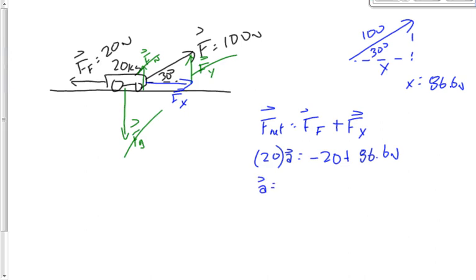66.6. Uh-oh, that doesn't sound good. Sounds like a devilish question here. 66.6 divided by 20 is 3.33. 3.3, right? 2 digits. Meters per second squared. Good.